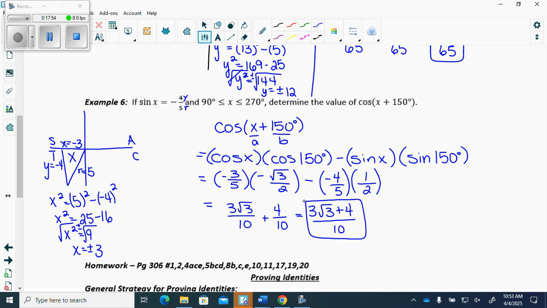That's good to get, because you can't take anything out of all three, right? Some people say, well, the 4 and the 10, I can take a 2 out of. Cool. No, you can't. It has to come out of every term, or it can't come out of any terms, right? So it has to come out of this front term, 3√3, 4, and 10. It can't.